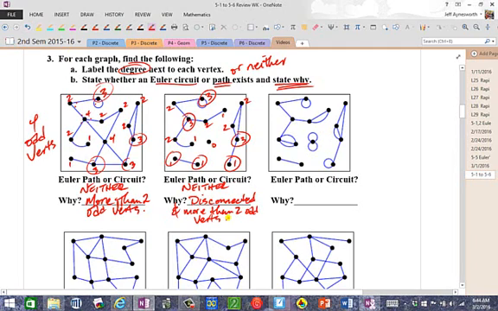So right away on this one here, I'm going to say neither because it's disconnected. Okay, but I'm also going to do the degree thing. So here we go. 3, 2, 3, 2, 2, 2, 1, 2, 3. We got 4 here. We got 3 here. We got 4 here. 3, 4, 1, and 1. You got all kinds of problems. It's disconnected, all right, and more than 2 odd vertices.